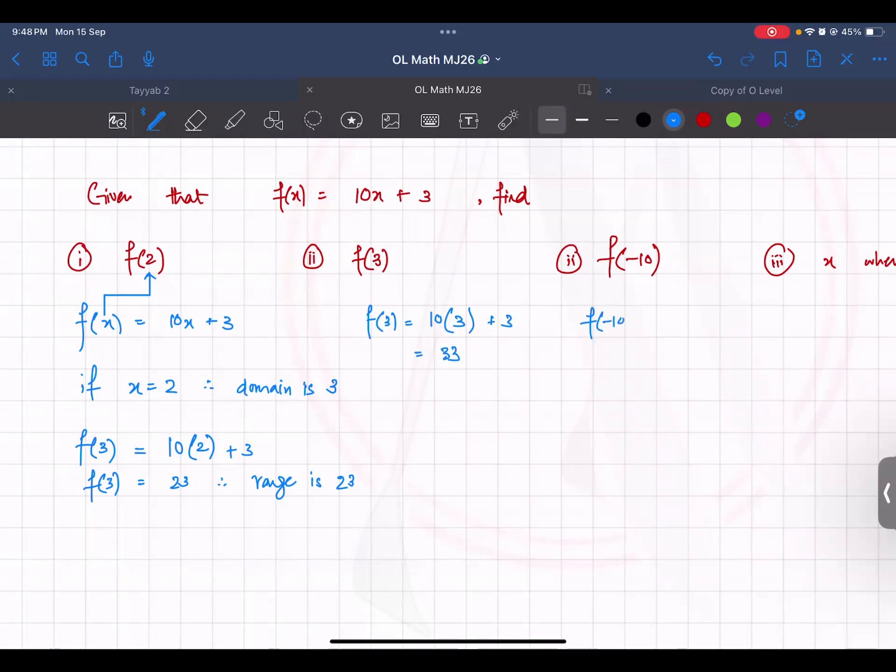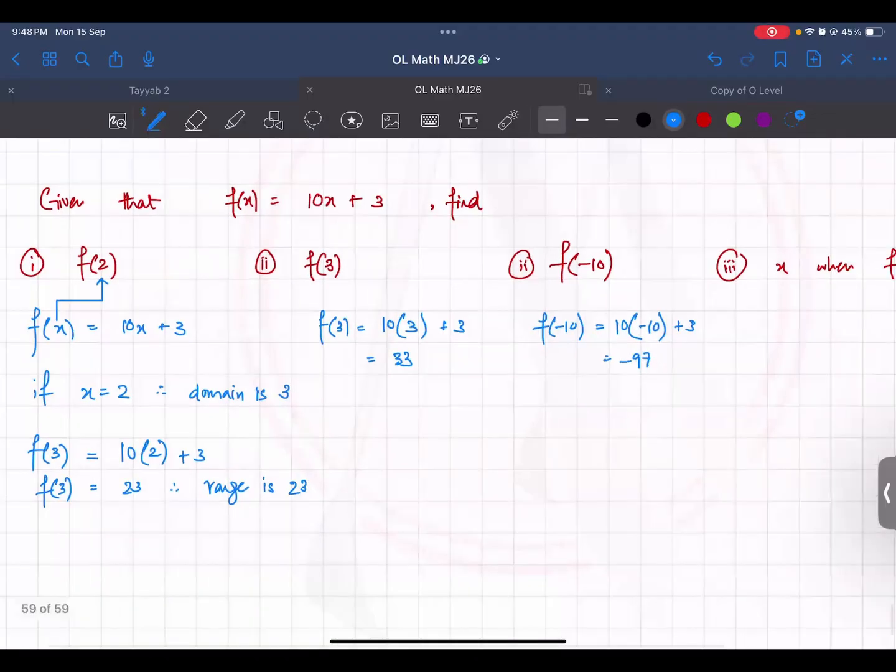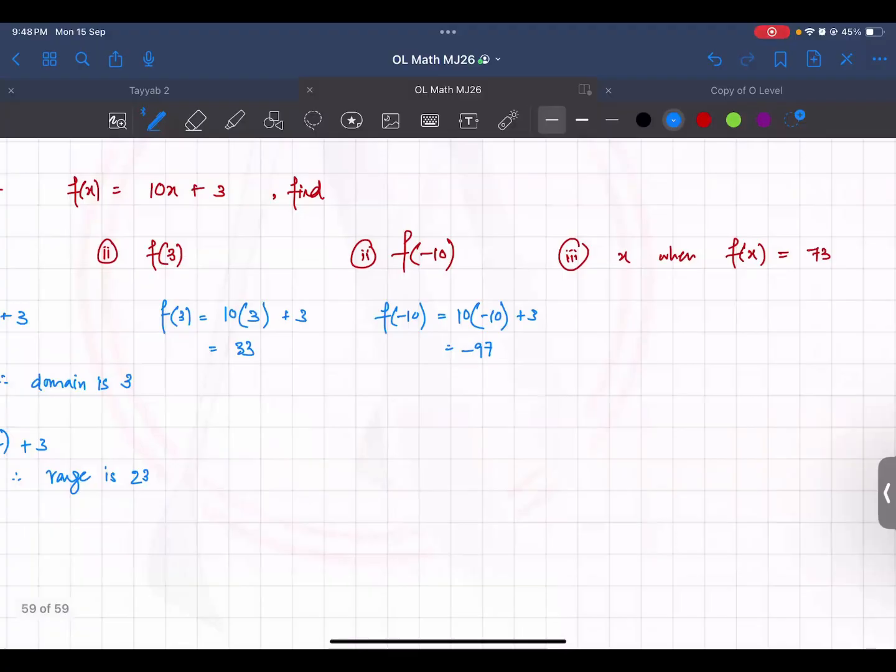f(10) means minus 10, 10 times minus 10 plus 3, which would be minus 100 plus 3, which is minus 97. Now in the last part, they are asking you to find the domain. They're asking you to find the input when the output is 73, when the f(x) value is 73.